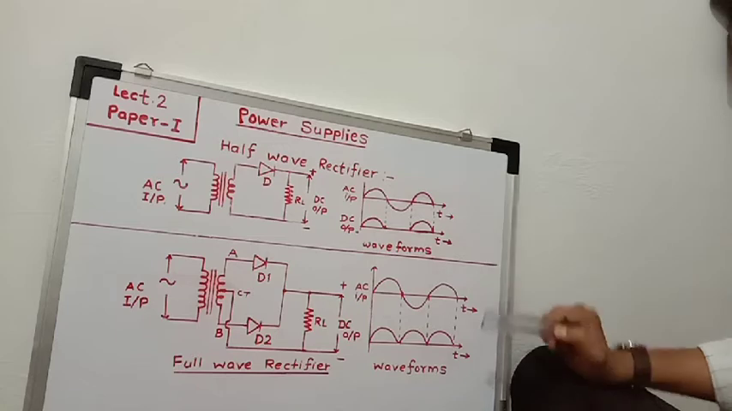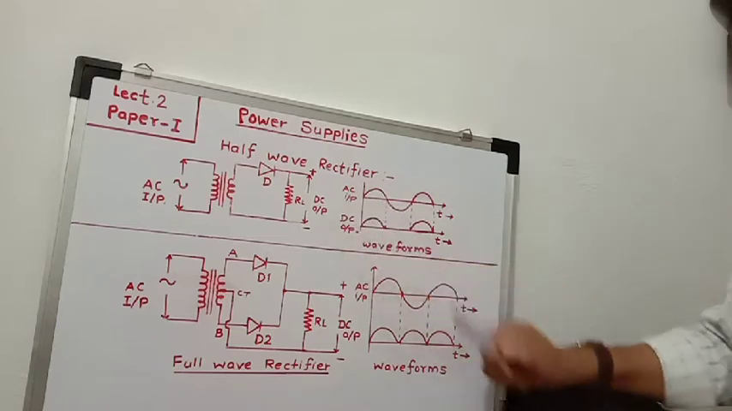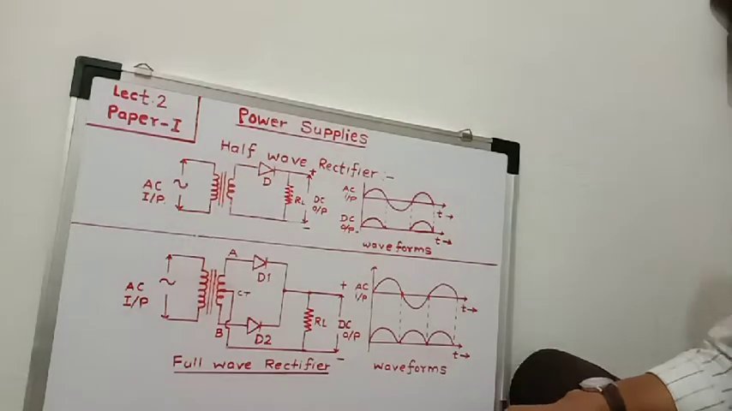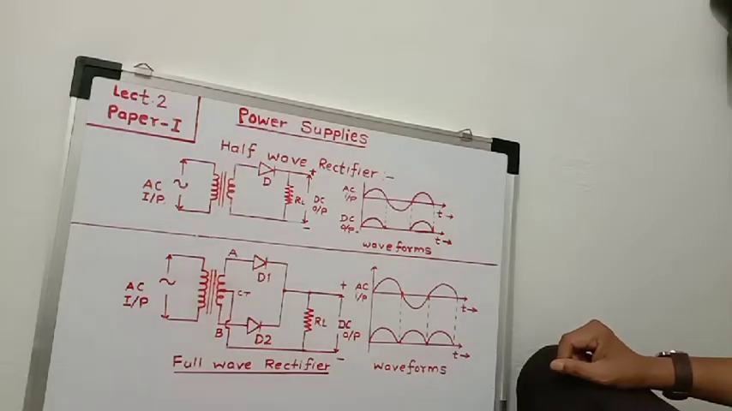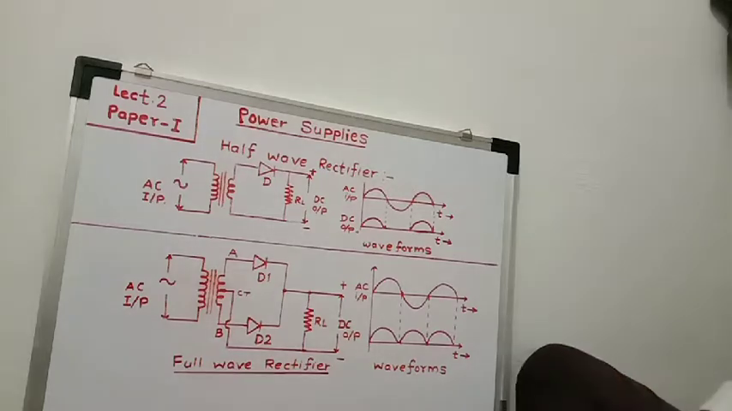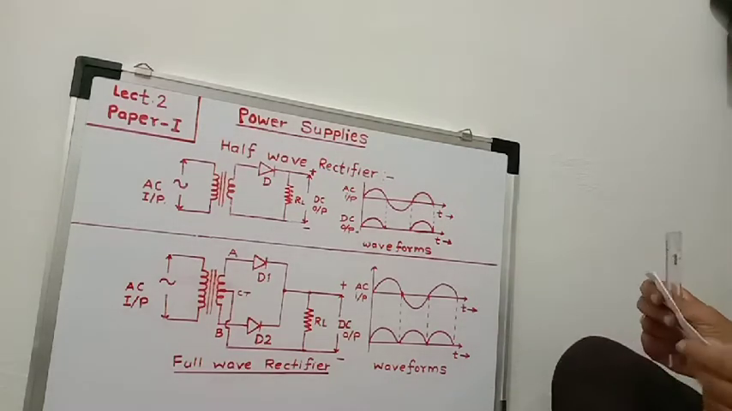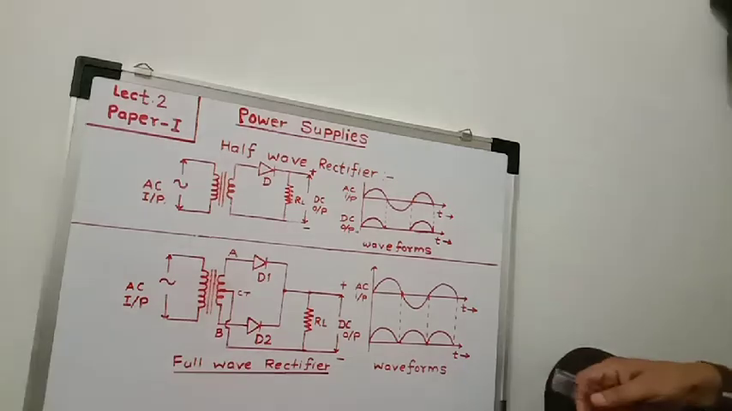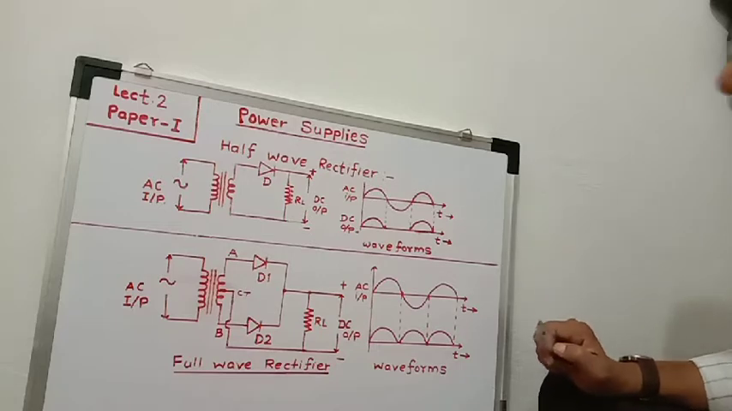So the average DC voltage VDC is equal to Vp upon pi, and Vp upon pi means 0.318 into Vp, because 1 upon pi, what is the value of pi?